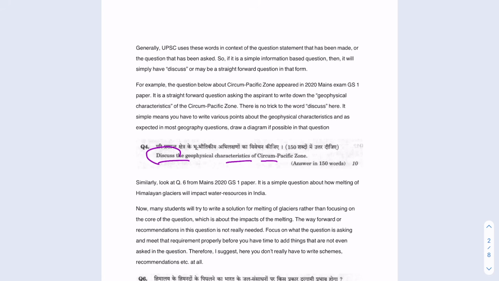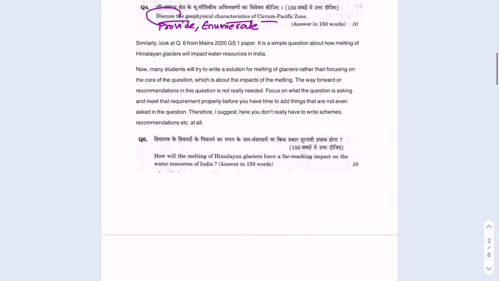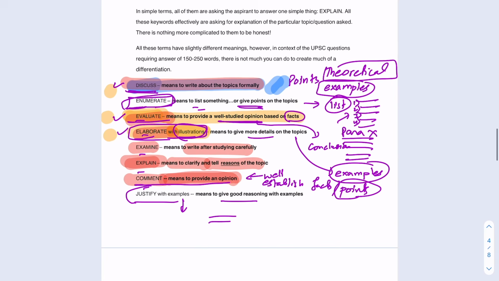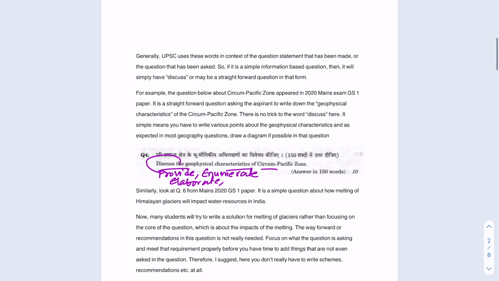It simply means provide. If I replace this word with provide or enumerate or any other keyword, let's say elaborate, explain, or highlight, will that really make a difference to this question? Now this is important that you should understand. The reason I'm saying a lot of these words mean the same thing is because in the context of the question they will simply mean the same thing.